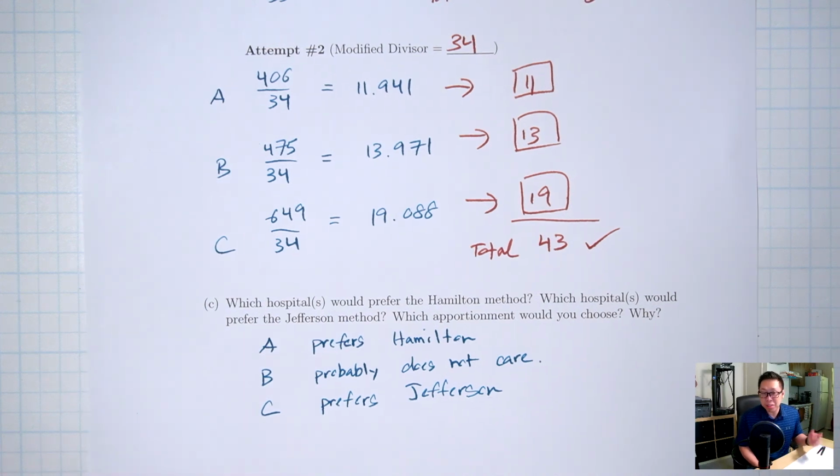If you ask C, C is going to say Jefferson is the best. If you ask A, A is going to say Hamilton is the best. And which method actually is used most of the time depends on who's in power, right? Whoever's in power is going to choose the method that benefits them the most. So that's what I want you to take away from these past couple lectures.